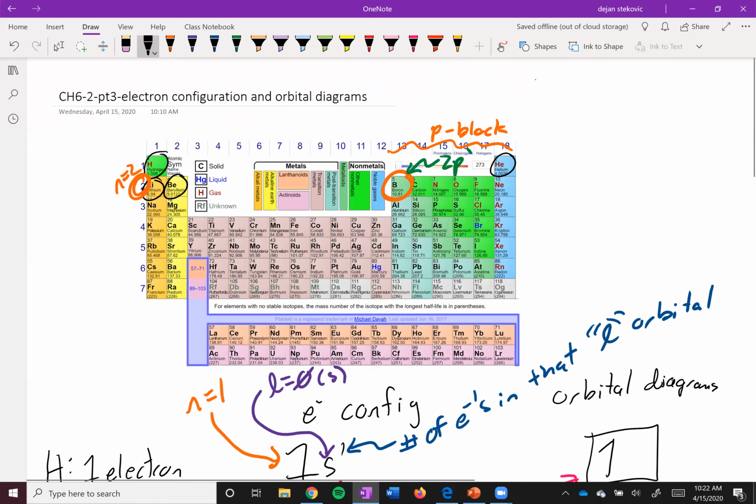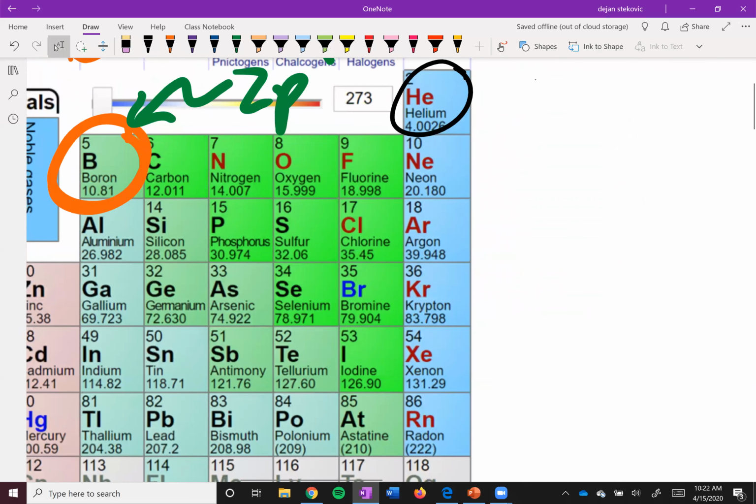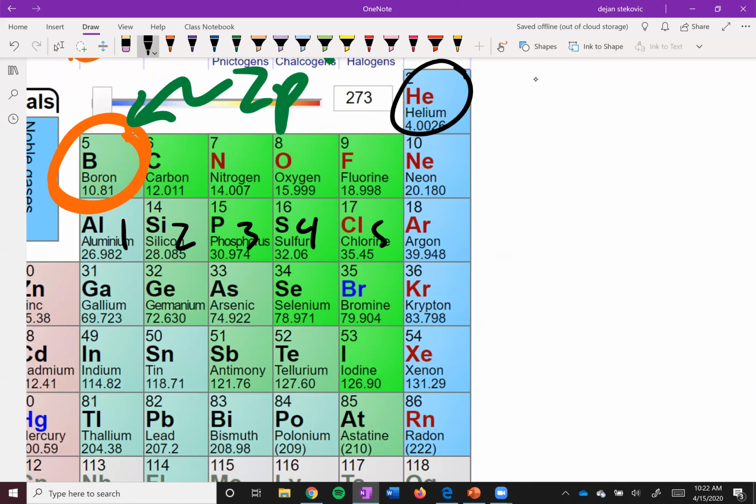And you can see the way this table is organized. We have 3 p orbitals. Each p orbital can fit 2 electrons, so 6 total in the p orbitals. And if you look here, 1, 2, 3, 4, 5, 6. So exactly how many you would expect. All right, next up is carbon.